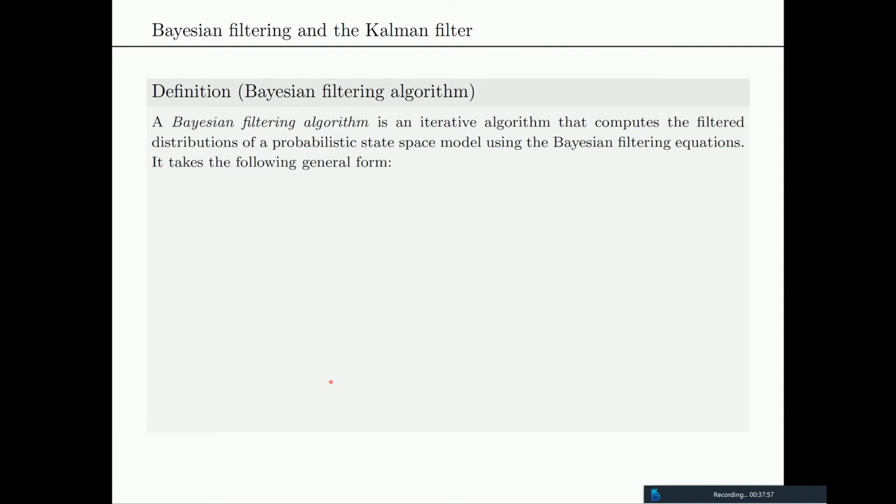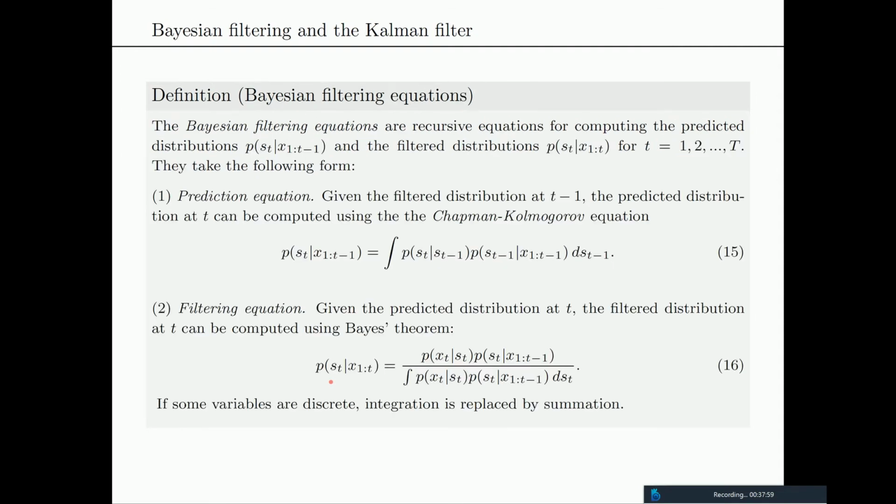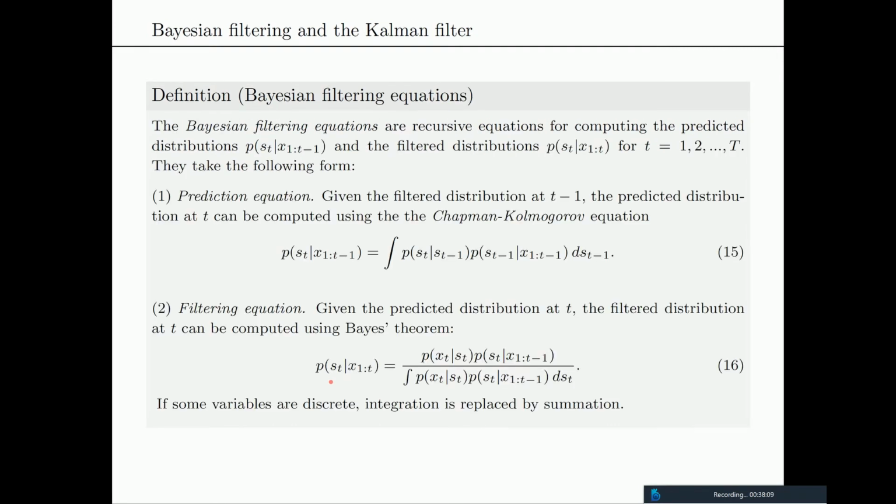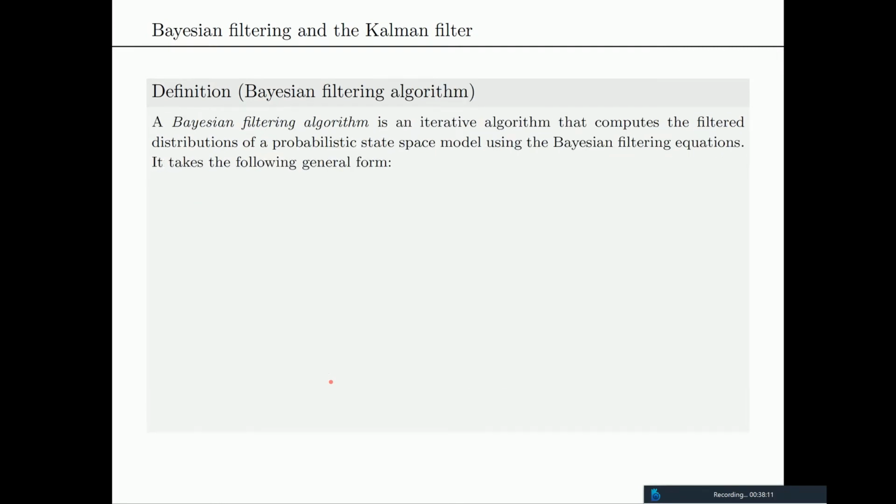Good. This is just to have the same statements over 2 slides. What is then a Bayesian filtering algorithm? So these were the Bayesian filtering equations. Now a Bayesian filtering algorithm. That's an iterative algorithm that computes the filter distributions of a probabilistic state space model using the Bayesian filtering equations. And hence it takes the general form.